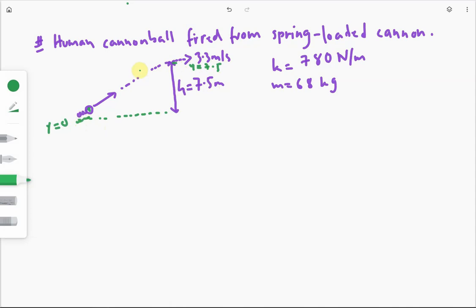If the human cannonball is fired and his speed at this point when he just crosses over the net, which is 7.5 meters high, is given to us to be 3.3 meters per second, we are looking for the energy dissipated to air resistance. Air resistance is like friction, or air friction, you can call it. So this is a non-conservative force. Therefore, we are actually looking for the work done by this non-conservative force.